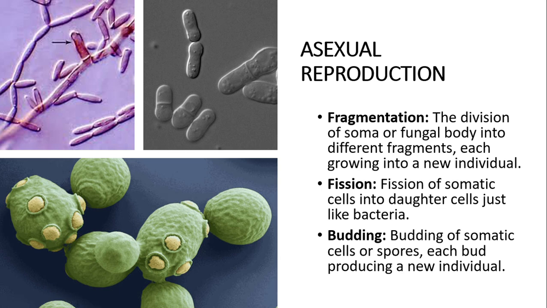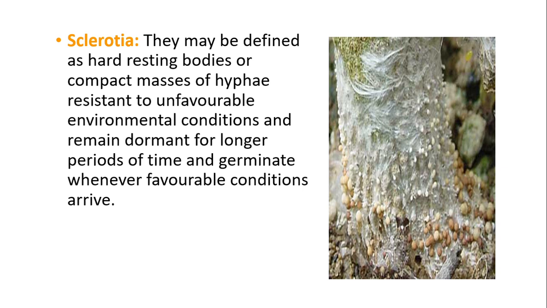Budding mostly takes place in the yeasts. Budding of somatic cells, each bud produces a new individual. So that is the main characteristic of the yeast fungi. So what are sclerotia? They are hard resting bodies or compact masses of hyphae resistant to unfavorable environmental conditions, and they remain dormant for a longer period of time, and whenever the conditions are favorable, they germinate and they cause infection.